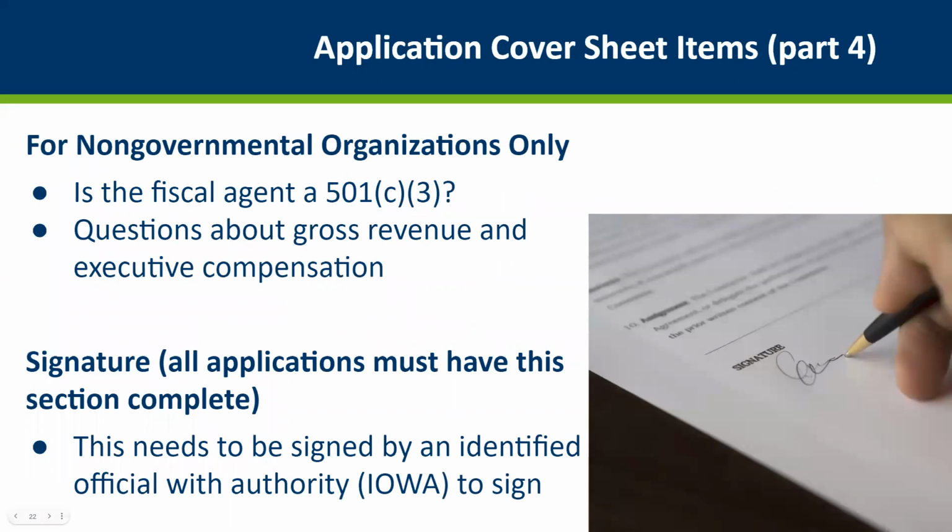And then the next part on the cover sheet is just to indicate if the fiscal agent is a 501c3. There's a little bit more information that is asked about those specific kinds of applicants. And then the last part is important, that this application must be signed by your Iowa. And yep, I see there was a question in the chat about how do we do that? It can be an electronic signature as long as your Iowa has a way to do that officially. We know there are several different ways, especially over the last few years.